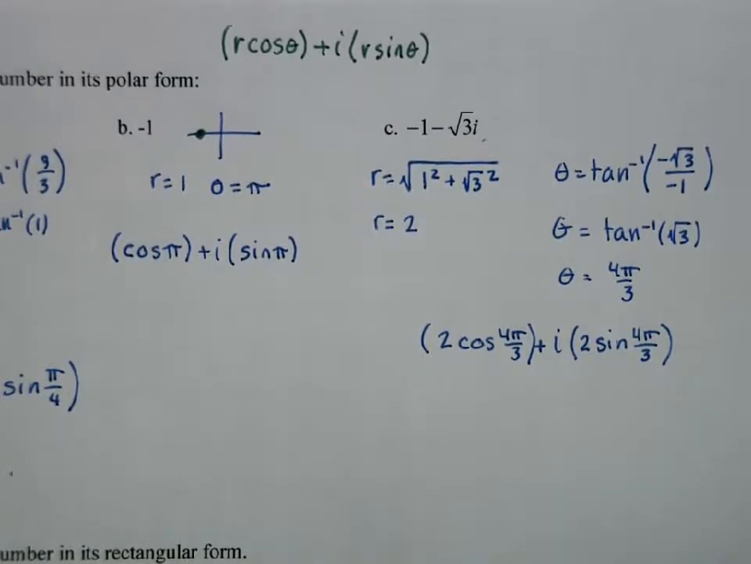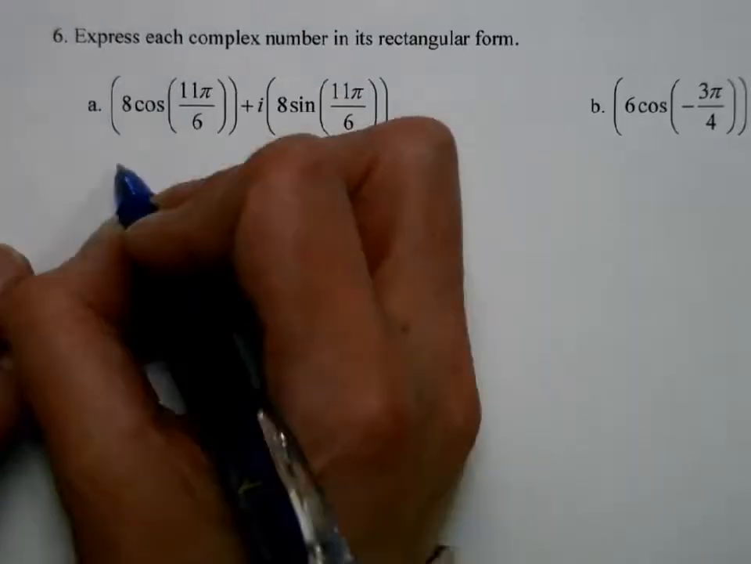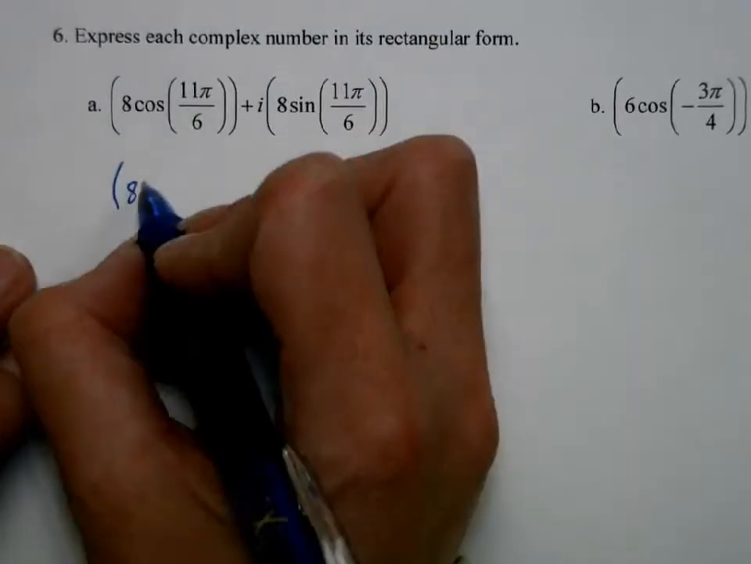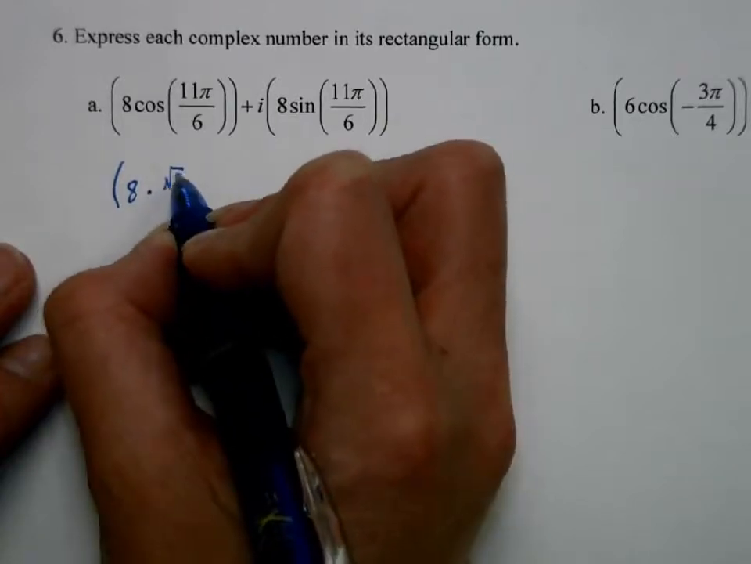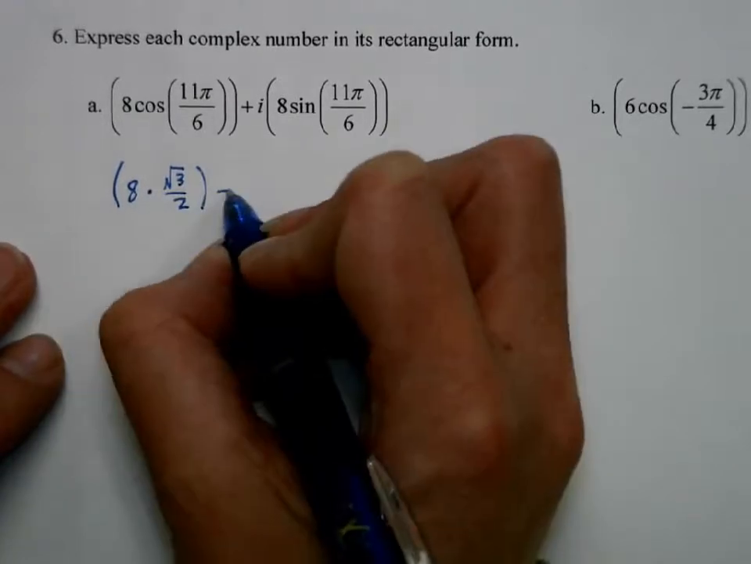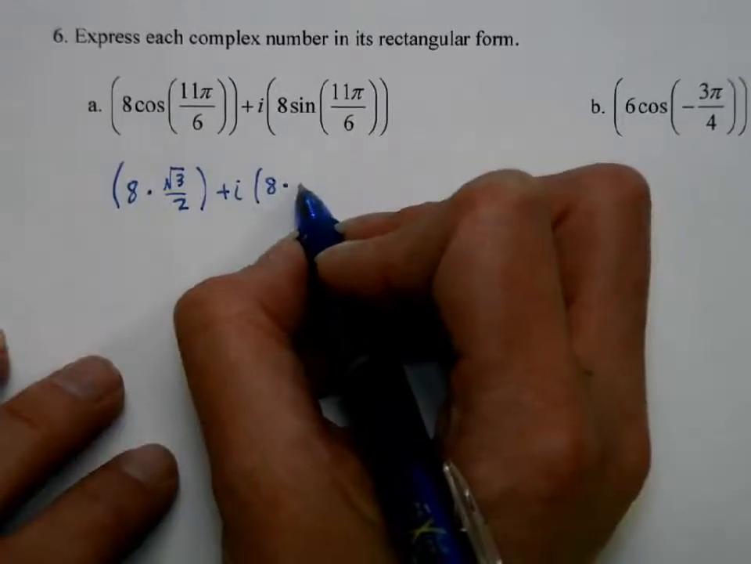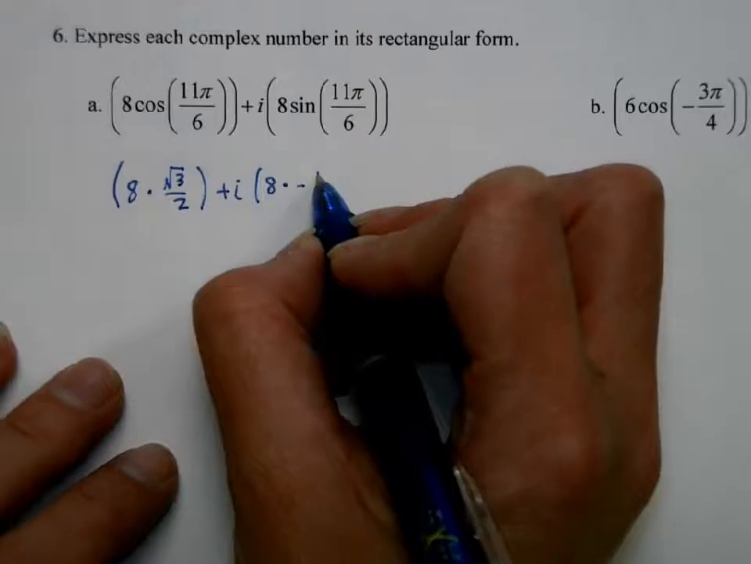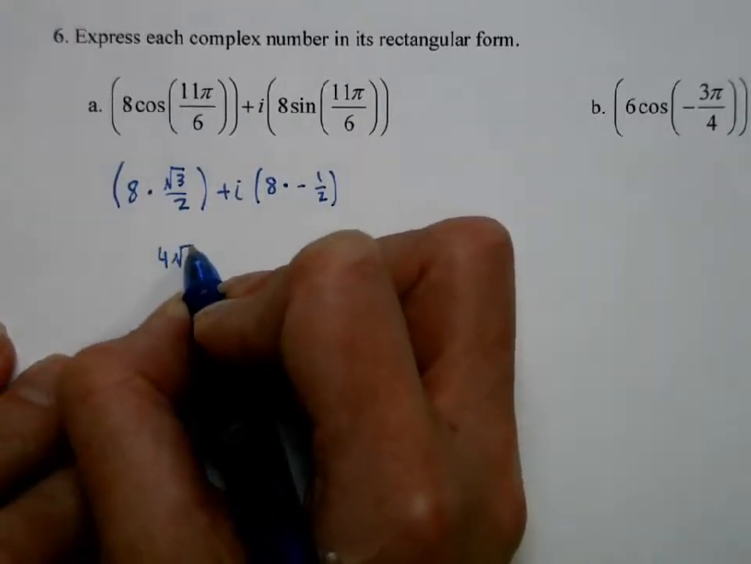Going the other direction is very simple. We just simplify this. So I'm just going to evaluate here what the cosine of 11 pi over 6 is, which is going to be a positive root 3 over 2. Sine at that same value is a negative 1/2. So we're going to end up with 4 root 3 minus 4i.